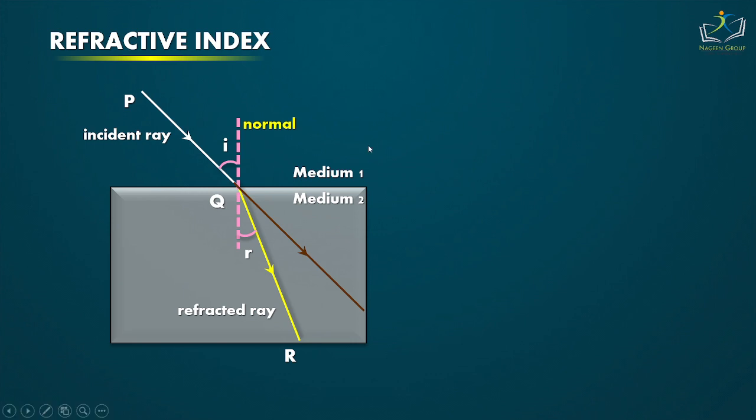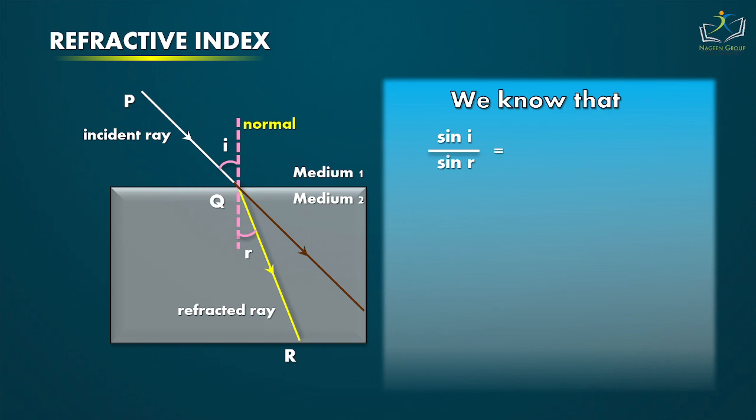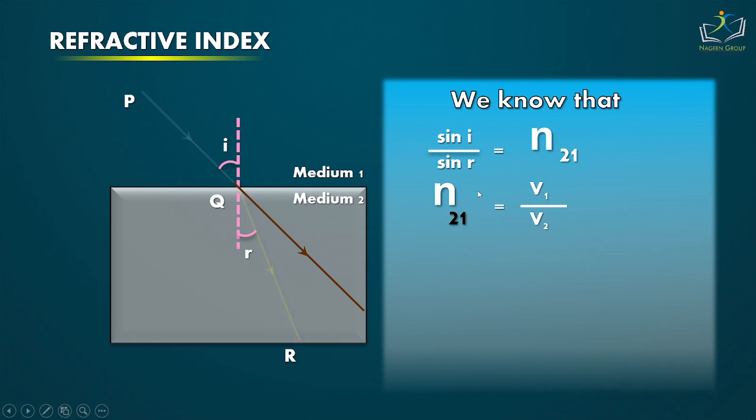Now, what is refractive index? We have a medium 1 and another medium 2. We know that sin i by sin r is equal to a refractive index. Let's represent this refractive index as n21. What do you mean by this n21? This is v1 by v2. It is the ratio of the velocity of light in medium 1 to the velocity of light in medium 2.